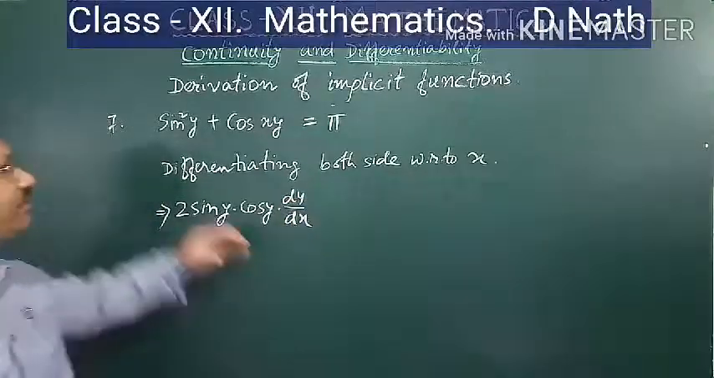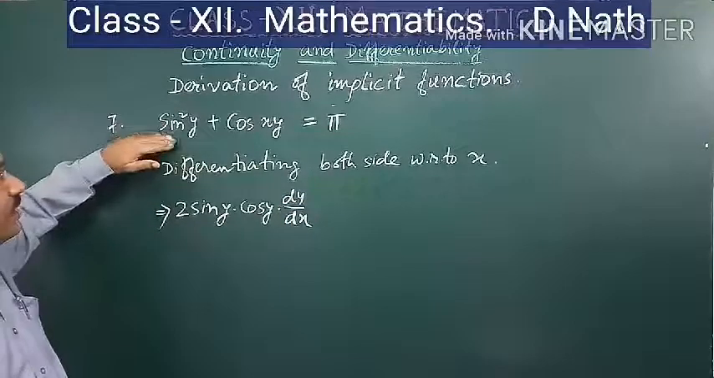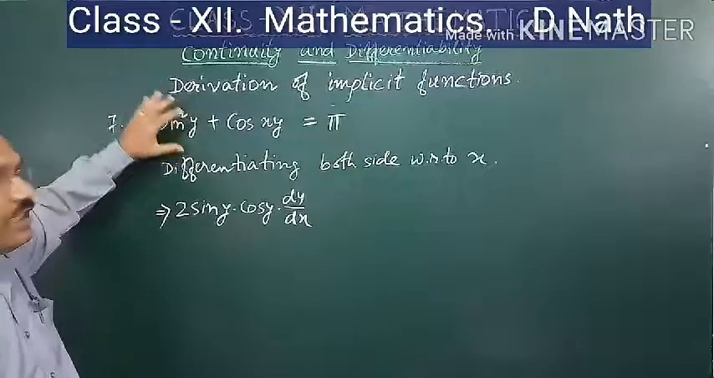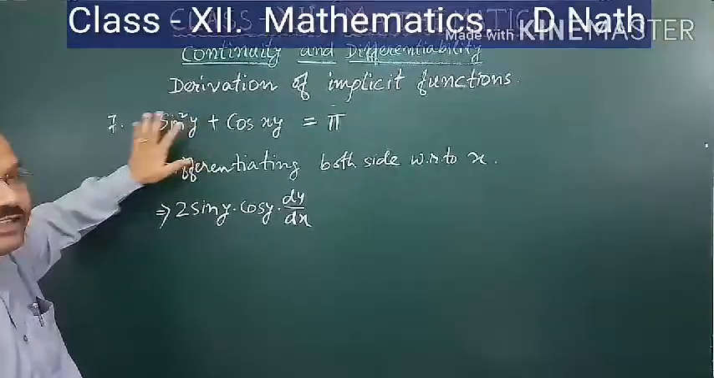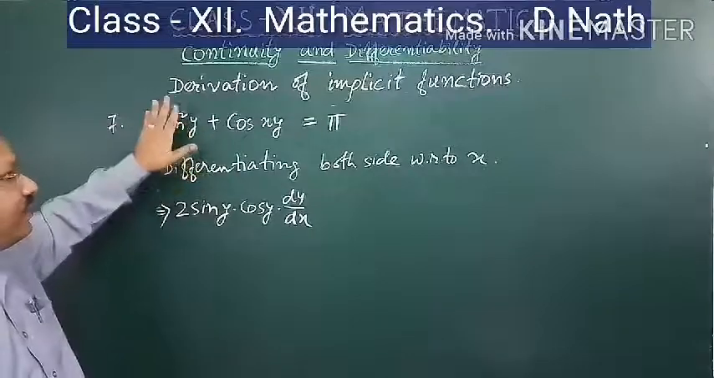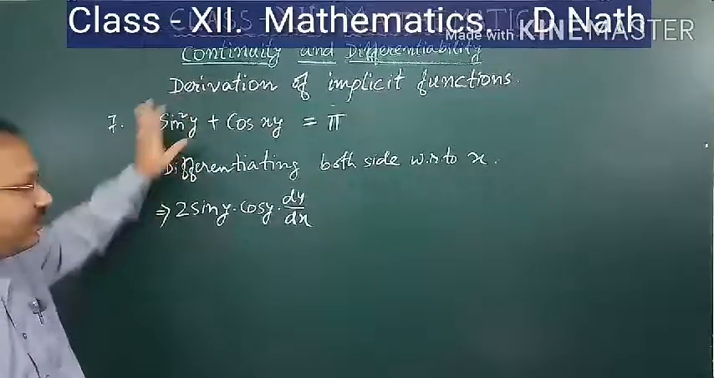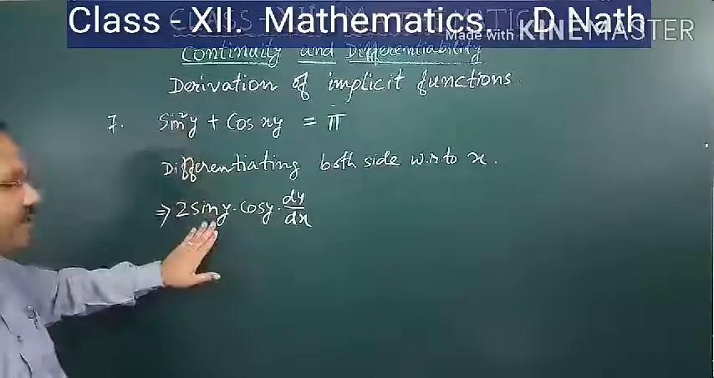Got the point? First you should say it is sin square y. So sin square y, there is no difference. So it is sin y whole square. So sin y whole square means like x square, d/dx of x square is 2x. So it is 2 sin y.